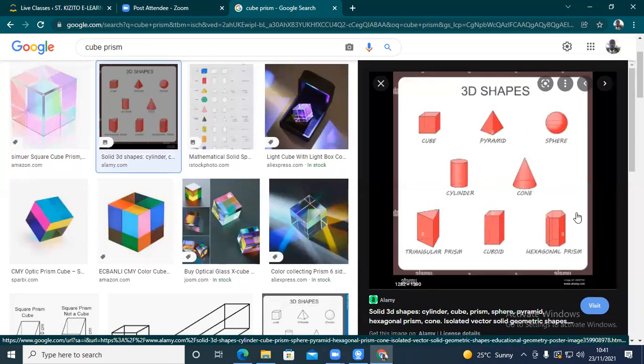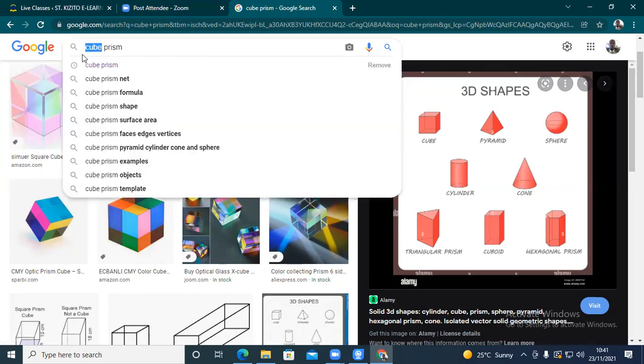So here they are just giving us different prisms. But here you can see we have a triangular prism. This is how a triangular prism looks. Maybe I can put it here and search triangular prism.